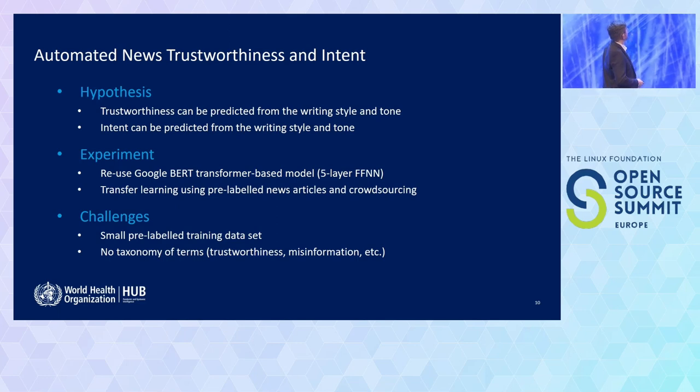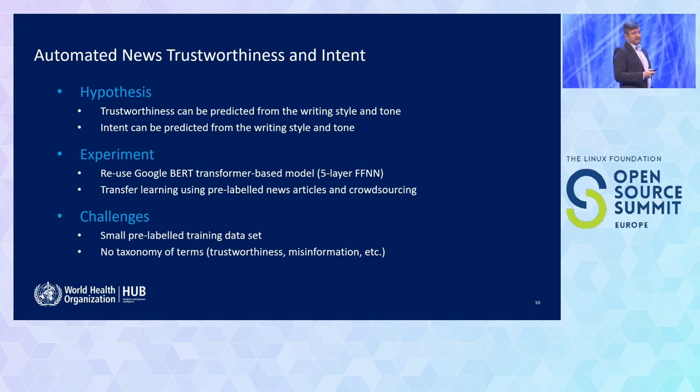Some of us have life experience reading news, and we can't check facts when we read news. You don't have time. I know that I'm better and better at reading between the lines, and I'm much better than I was 25 years ago. So the hypothesis is that maybe we can have an algorithm that can learn and predict trustworthiness, so binary classify trustworthy or not, from the writing style and tone.